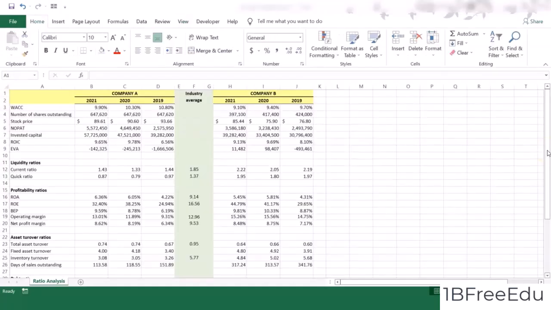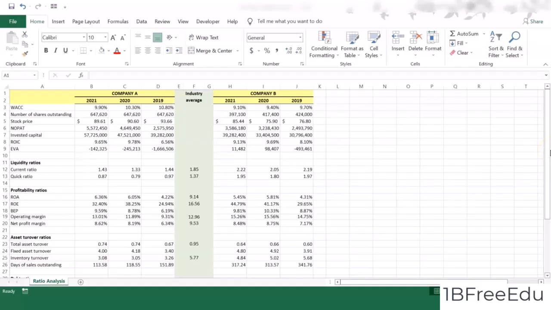Welcome to another video on financial ratios. Ratios are very useful to see how the company is doing. However, you always need to compare ratios of one company with other companies in the same industry, and also with the industry average. And you can do this for the last 3 or 4 years.